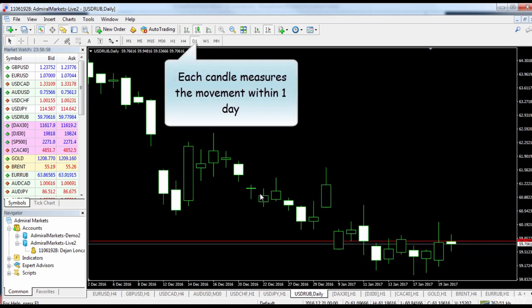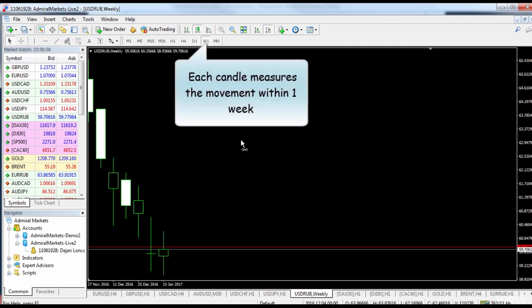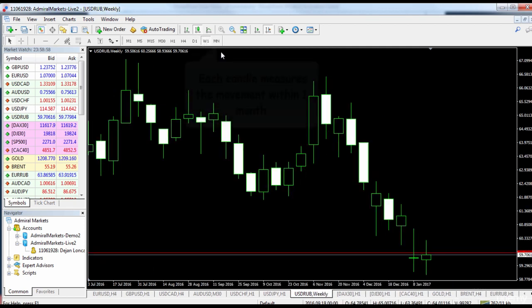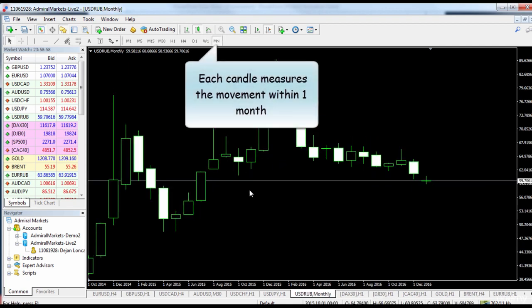So one candle represents the movement of price in 1 day. W1 means that a candle represents a movement in 1 week, and MN tells us that one candle represents the movement within 1 month.